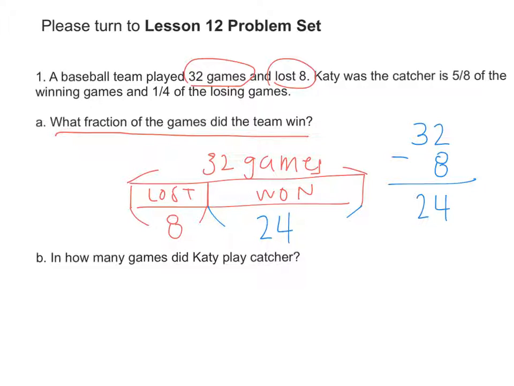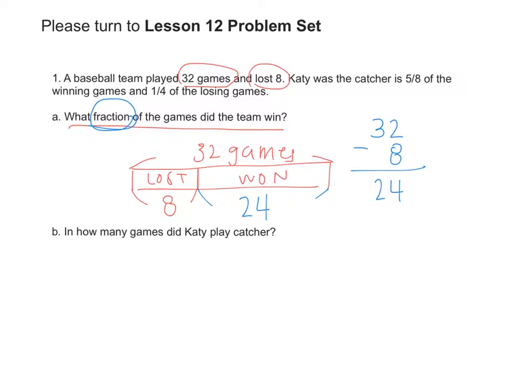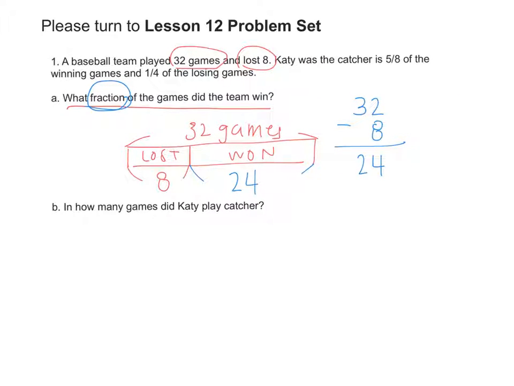No, because it's asking what fraction of the games. Remember, a fraction is a part over the whole. So what part did they win? How many did they win? 24. Out of a total of how many games? 32. So did they win 24 out of 32 games? Yeah, so that's the fraction, except what's wrong?